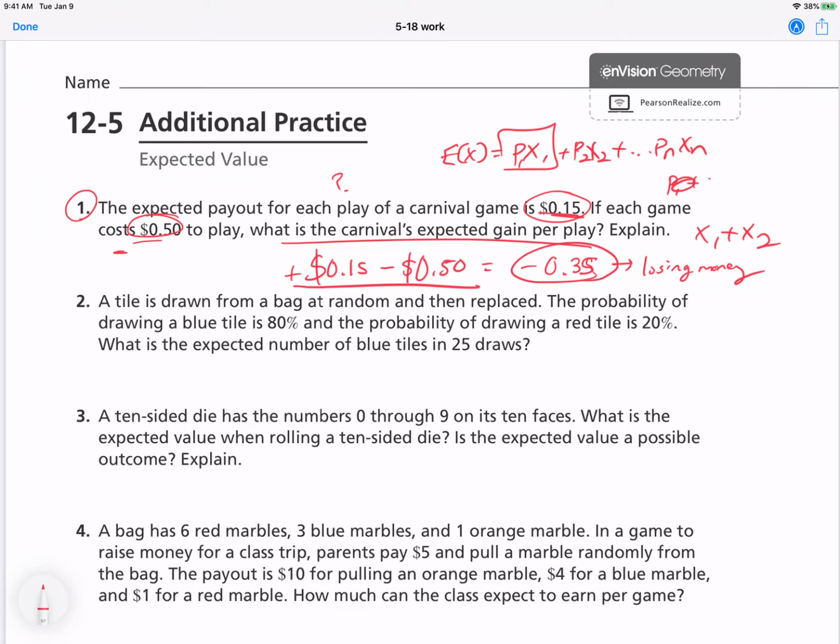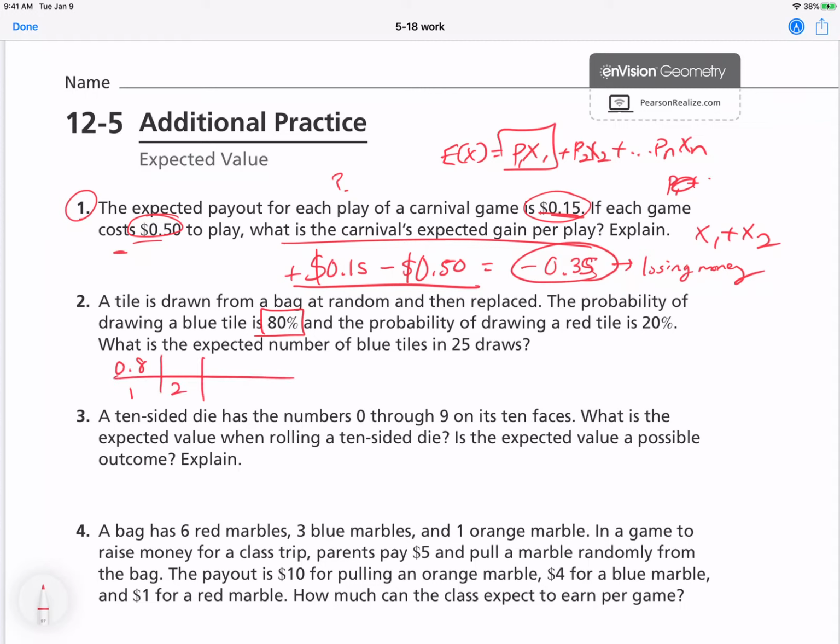Number 2, a tile is drawn from a bag at random and then replaced. The probability of drawing a blue tile is 80% and the probability of drawing a red tile is 20%. What is the expected number of blue tiles in 25 draws? So in this particular case, it means that if you were to draw one tile, the chance of it being blue is 0.8.